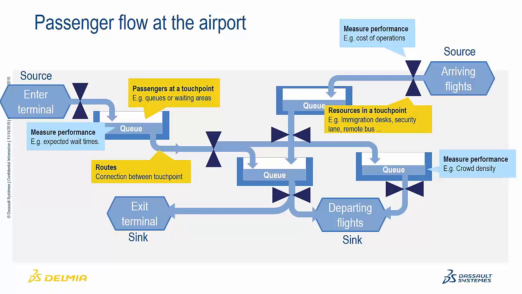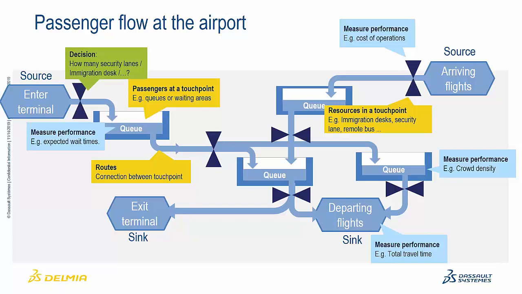We can also measure the crowd density, so how many people are in the same area at the same time. And we can measure, in the end, the total travel time or the total process time that a passenger took from entering the terminal until exiting the terminal.